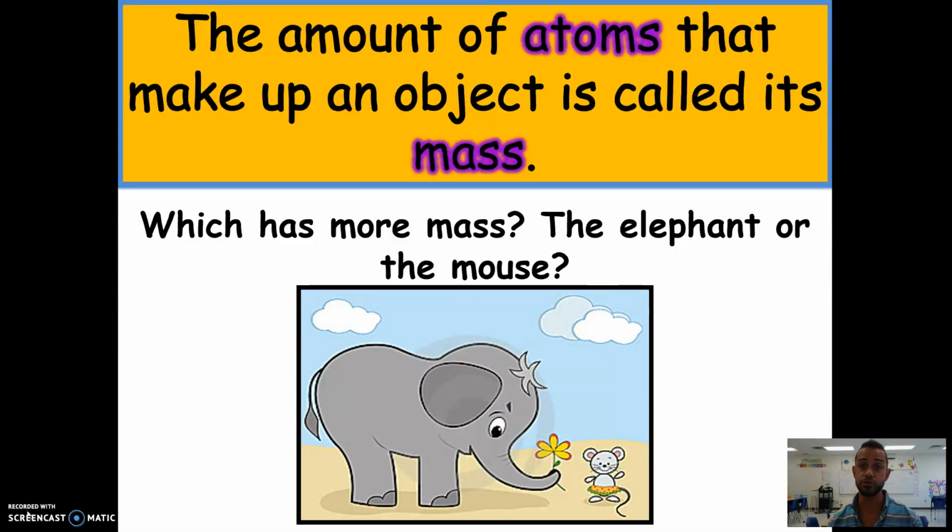So to just review the definition of mass, remember that mass is the amount of atoms that make up an object. So it's called mass, or the amount of matter that something has, or the amount of atoms that something has. Remember that matter is anything that takes up space and has mass. So the mass is the amount of atoms that something has.